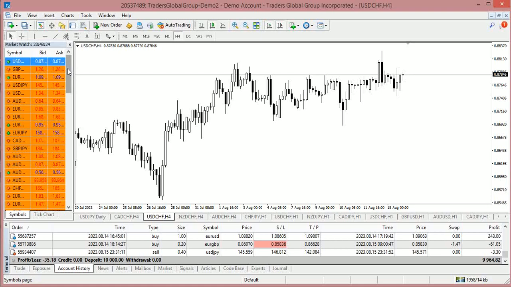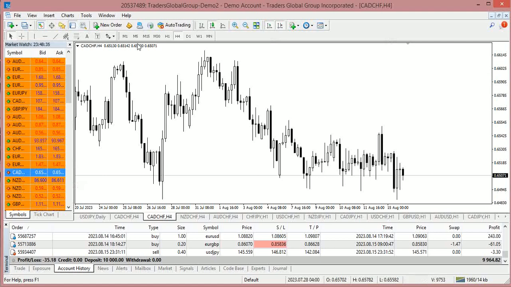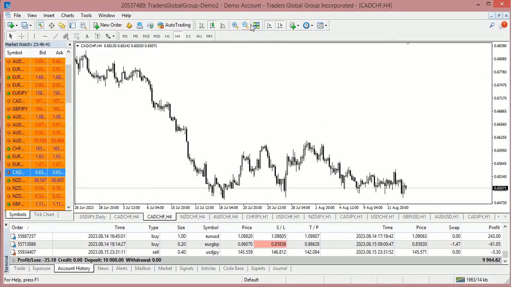I think it was the CAD Swiss that we actually had another loss on. So let me see, CAD Swiss. Oh, there we have a CAD, and then we had a Swiss. So this one, you see here, the price has been compressing up and down. So you're expecting a huge buy here.